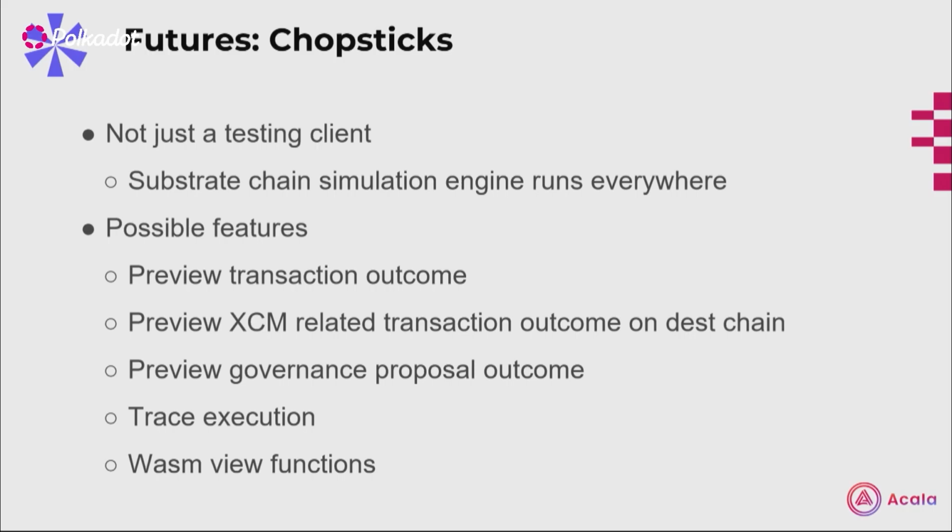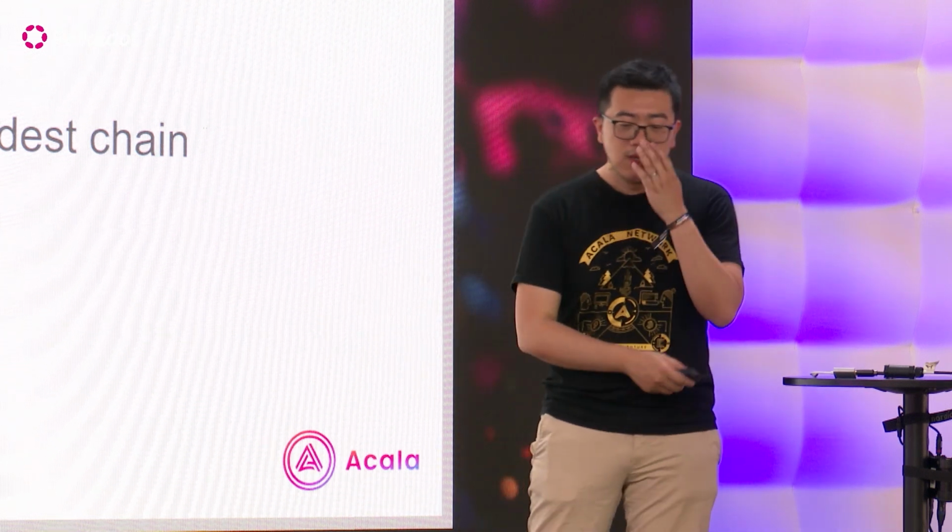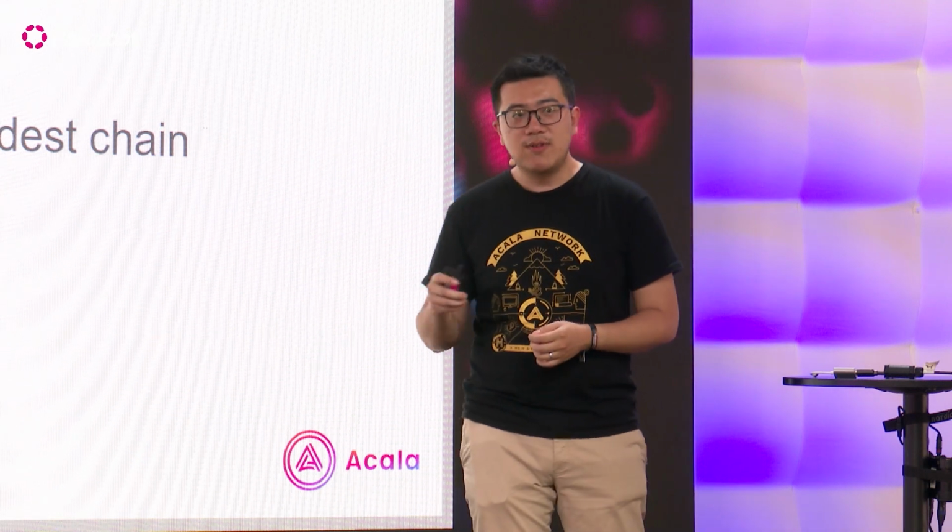So what are the future plans for the tools? Chopsticks was initially built as a testing tool, serving the purpose of allowing developers to easily test their code and new runtimes. But as we worked on it, we found it has more potential. It doesn't need to be limited to just a testing client, because it has the ability to simulate transactions, and because of the way we built it, it can be compiled into a version that runs inside a browser or inside extensions. Not yet right now, but it will happen at some stage. So it enables a lot of interesting use cases.